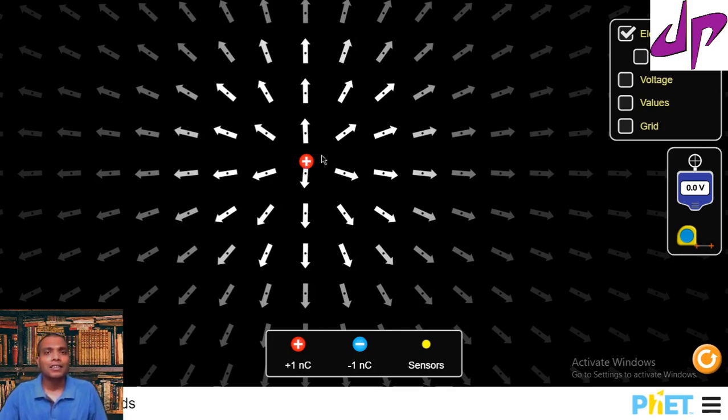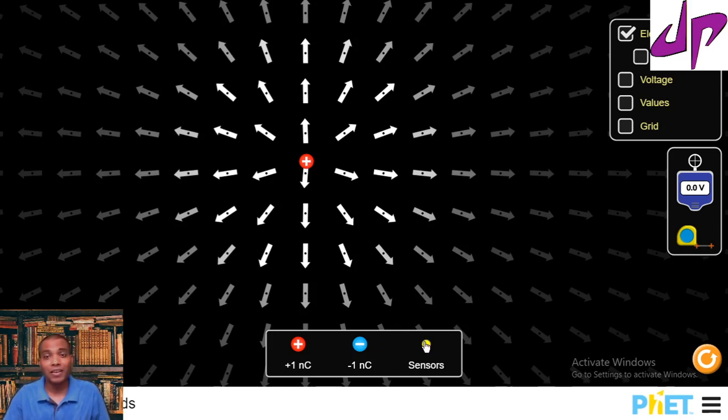And here the strength of the electric field is represented by the intensity of the arrow mark. So if you go to the right corner, the arrow mark intensity is less, it means the electric field strength is less. But when you come close to this positive charge, the arrow mark intensity is more, it means its lighting is more, brightness is more. So obviously the electric field strength is more.